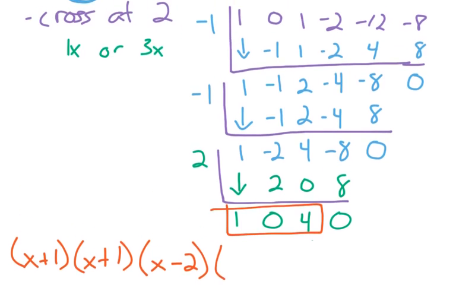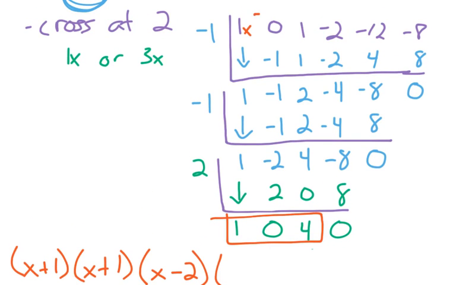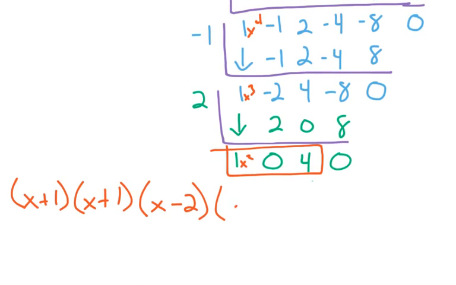Okay? So let's think about this. This was x to the 5th. When I come down, now it's x to the 4th. Come down again, it's x to the 3rd. Come down one more time, and I'm now at x squared. So I've got x squared plus 0x plus 4. Okay? And this is equal to 0.